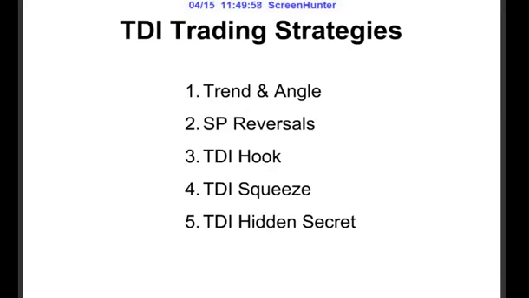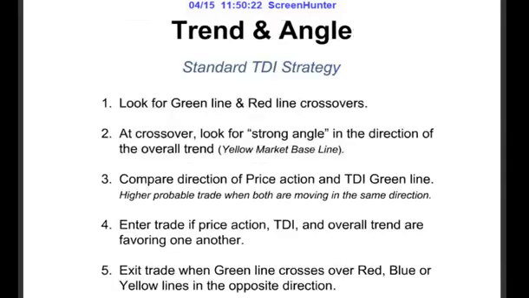We'll talk about 5 trading strategies: trend and angle, SP reversals, the TDI Hook, the TDI Squeeze, and the TDI Hidden Secret. Those are 5 strategies. Now, some of these I've talked about before in some detail, but tonight I want to give a little bit new information for each one and kind of clarify what we're wanting to do with each strategy.